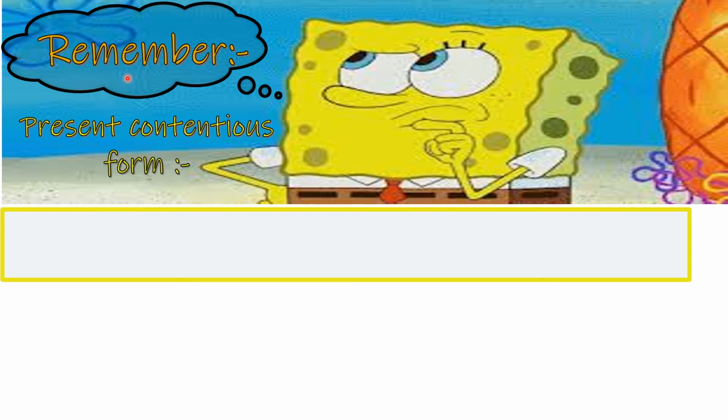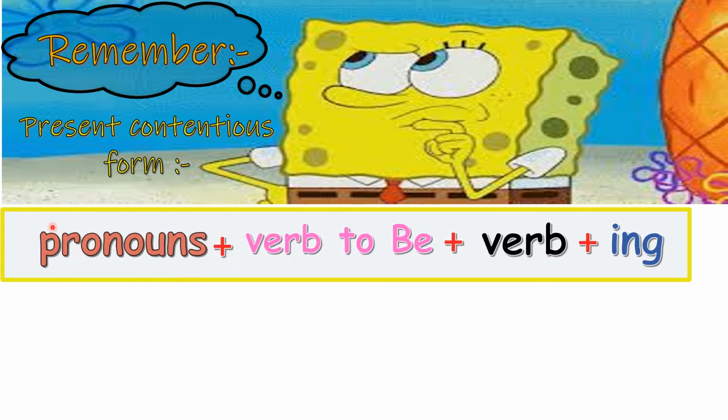Remember, present continuous form: personal pronouns like I, he, she, it, we, you, they. Then we add verb to be. We call it Mrs. B. And she has three babies, am, or is, or are. Then we add verbs, action verbs. Then we add ing. We name it the feeding bottle, ing. Let's have an example. I am teaching. Pronouns, verb to be, verb ing.